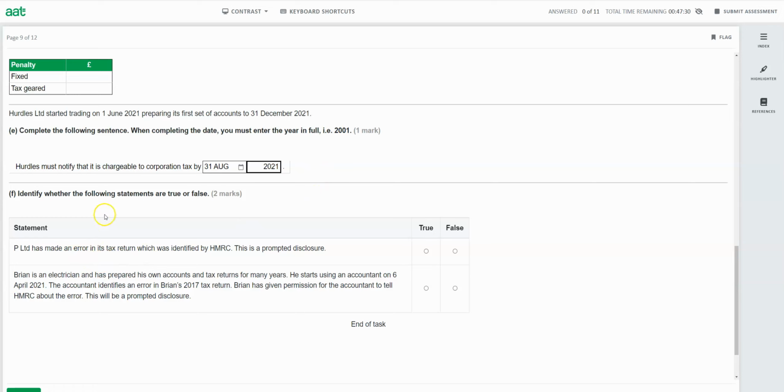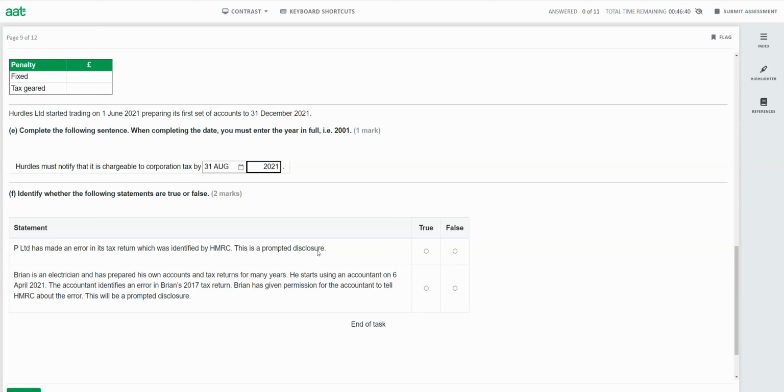The next one is identify whether the following statements are true or false. Statement: P Limited has made an error in the tax return which was identified by HMRC. This is a prompt disclosure. Remember that prompt disclosure means identified by the HMRC, and unprompted disclosure means when you tell the HMRC by yourself. You really don't have to tell yourself. If you tell your agent, like your accountant, can you let the HMRC know about this error? If you do that, still this is an unprompted error.